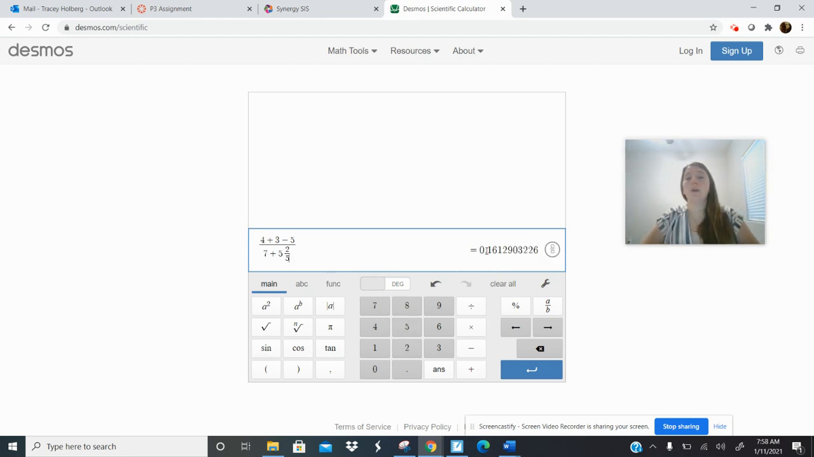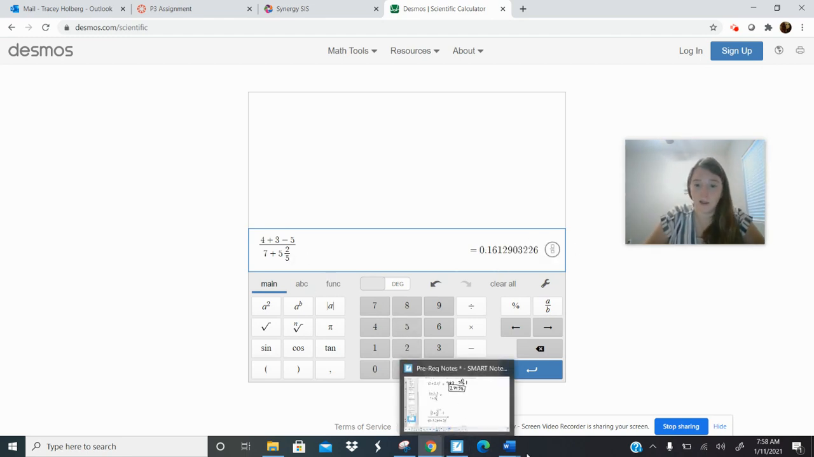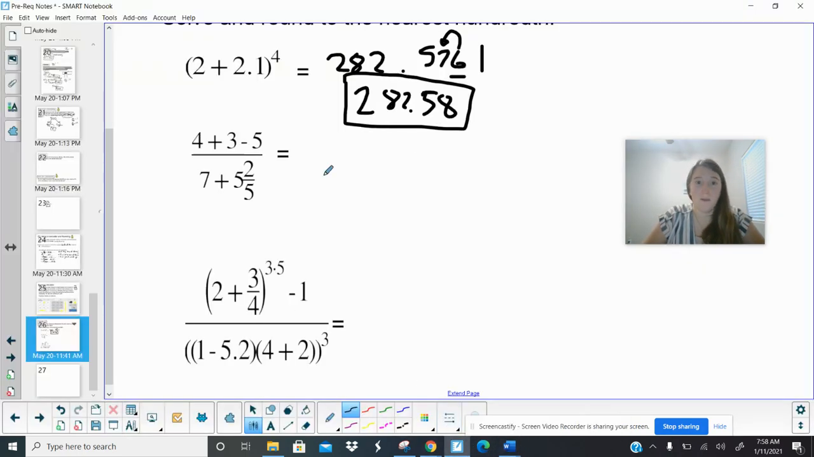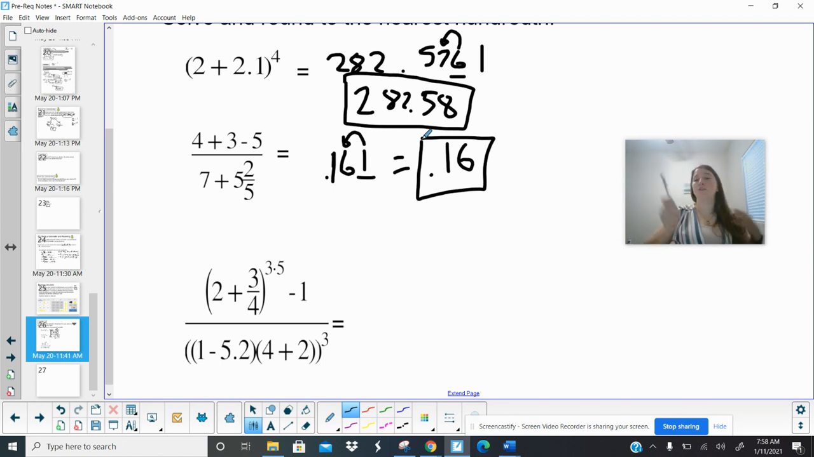So you should have gotten 0.161 and lots of other numbers. 0.161, which this should round to 0.16. Again, this one tells me to keep the 6 the same. So once more, if you did not get 0.161, go back and try it again in Desmos. You can rewatch the section where I showed how to if you were still getting lost.